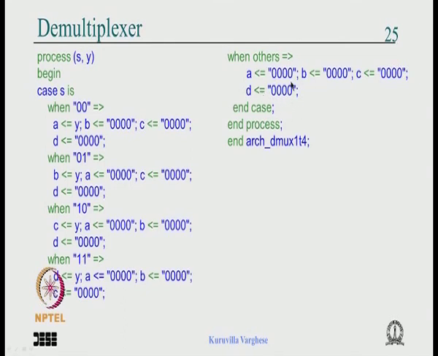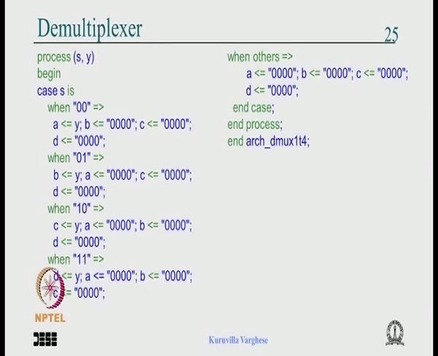Really for synthesis it does not matter, but for the simulator, if some other condition occurs by mistake, then this comes up, and as I said, that is easy to debug. So this is the code for the 1 to 4 demultiplexer using the case statement.